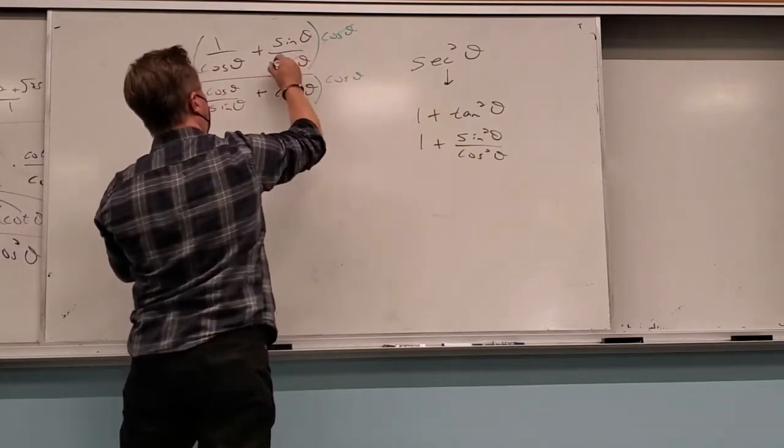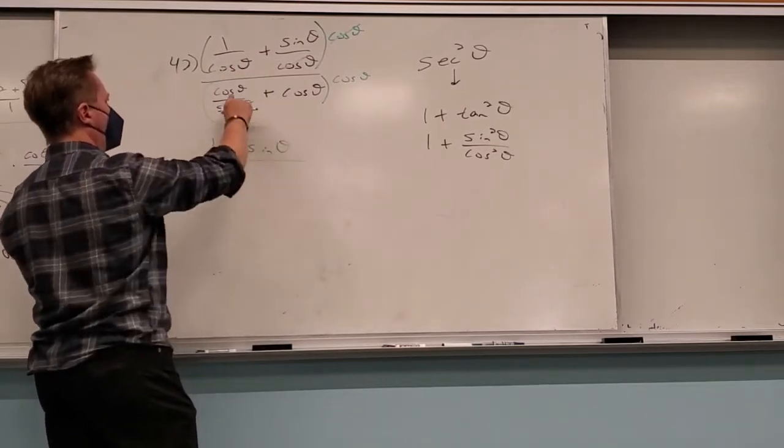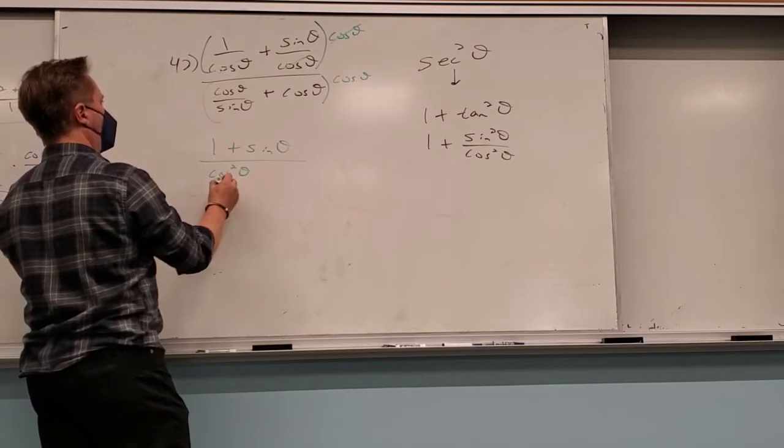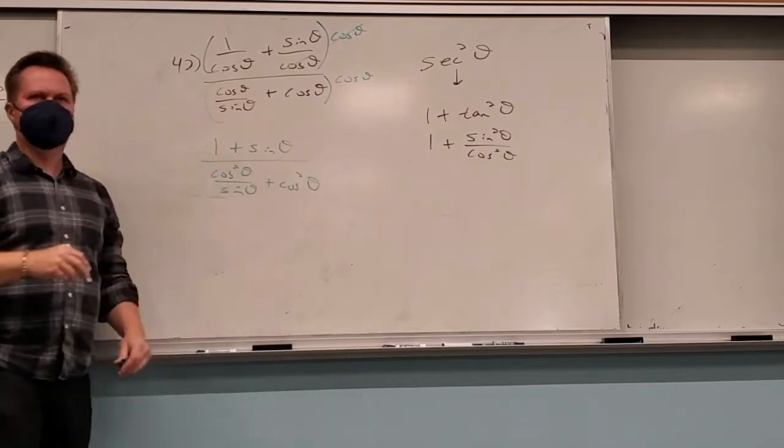Yeah, because I cancel both of those. So the top just becomes this. Now what does the bottom become? Cosine squared theta over sine theta plus cosine squared theta, right?